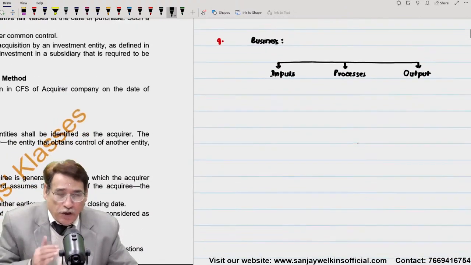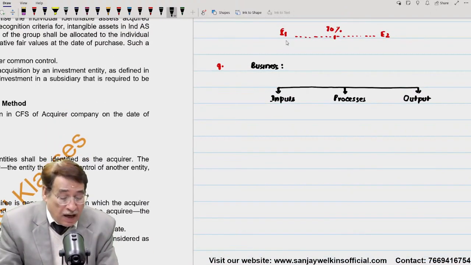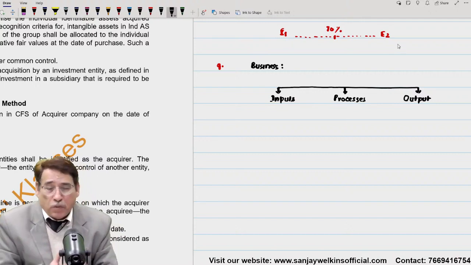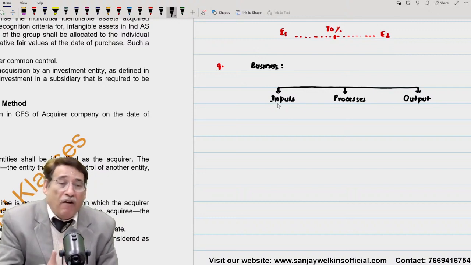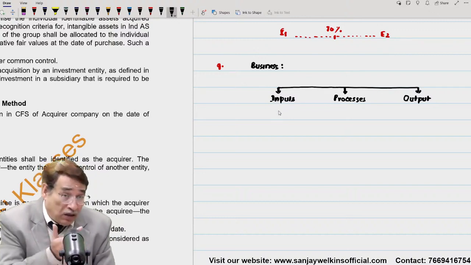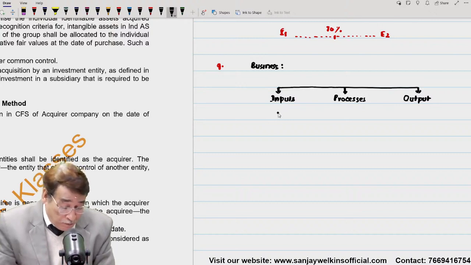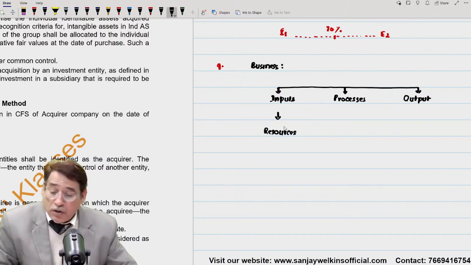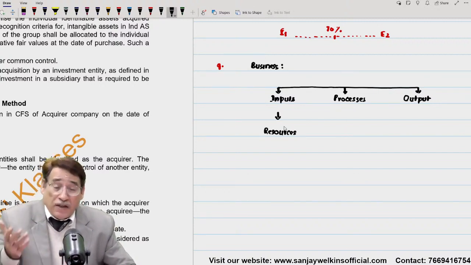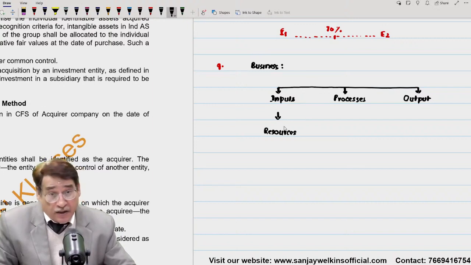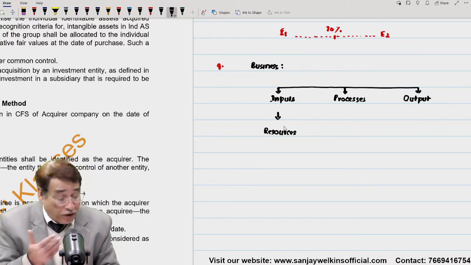What does it mean? Now you will try to understand. When I say that I am taking control over the business of this particular entity, this entity must meet the definition of a business. What we mean by definition of business is that this entity must have some inputs. When we say inputs, it means resources. And what we mean by resources: resources basically means some fixed asset, intangible asset, manpower, etc. Is it clear to you? This entity must have some resources.